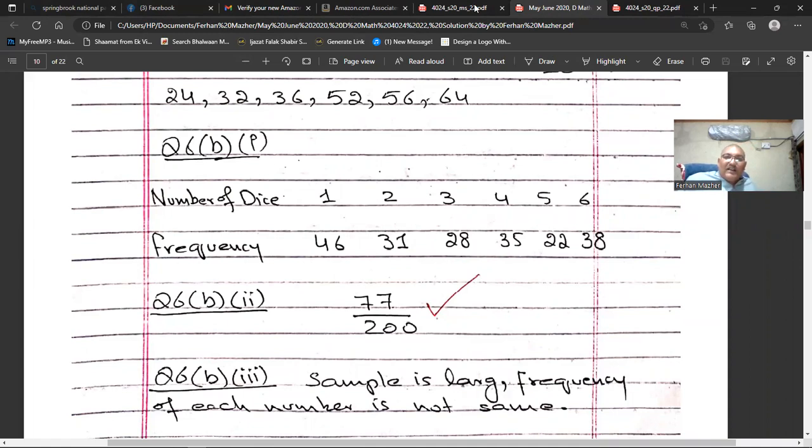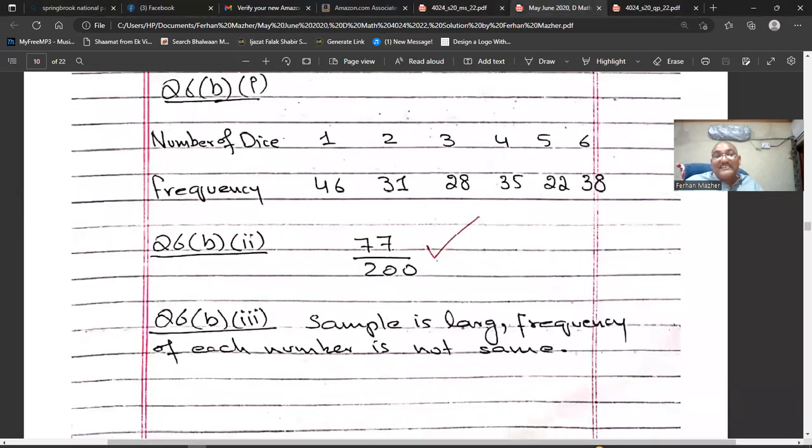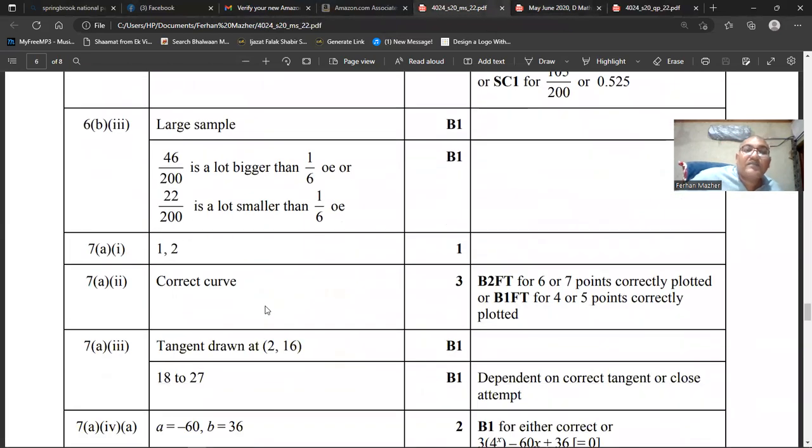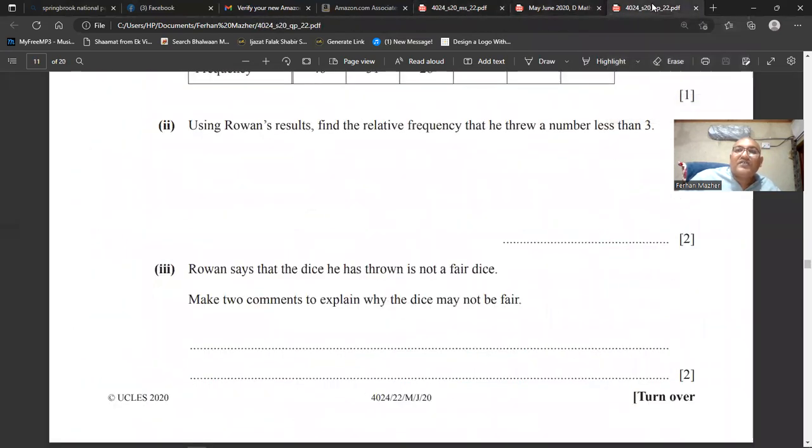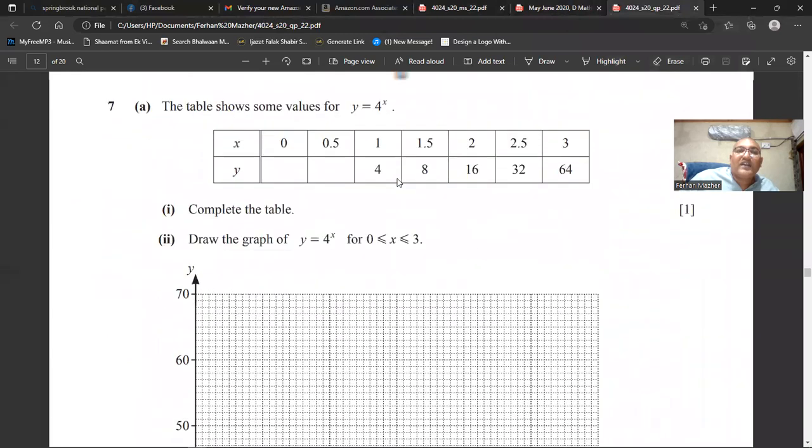So let me show you. I have written the answer. The sample is large, but the frequency of each number is not the same. So let me show you what the marking scheme says: large sample, but the frequencies are different. So their frequencies are not the same. You see, he has written it in terms of relative frequencies, probabilities. Okay, so hopefully you understand. We are going to the next question.